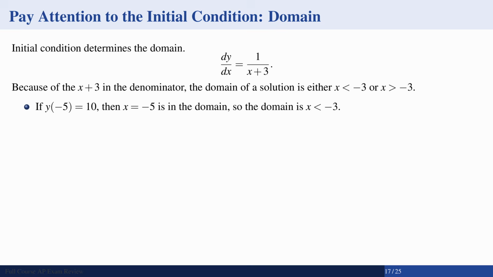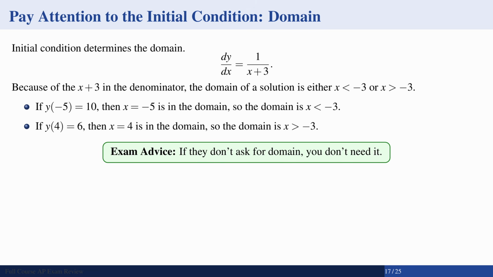Once you've established that, if you're given y of -5 is 10, -5 is less than -3, so the domain is x is less than -3. If you were given y of 4 is equal to 6, you just look at that x, it's 4, that's bigger than -3, which means we need the domain x is greater than -3.